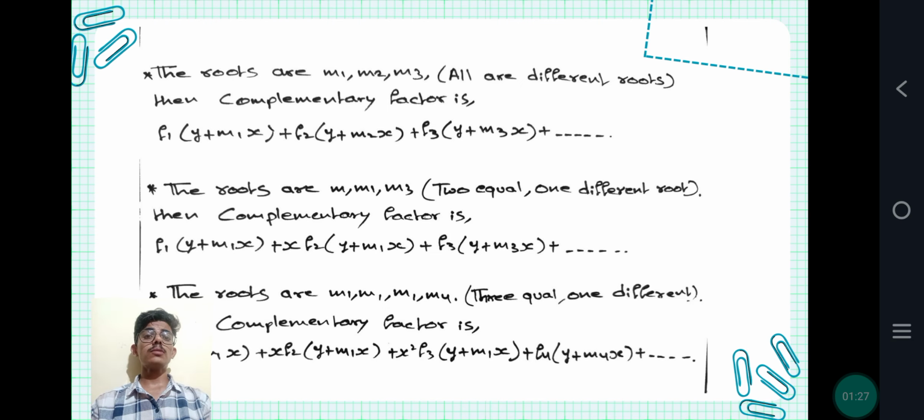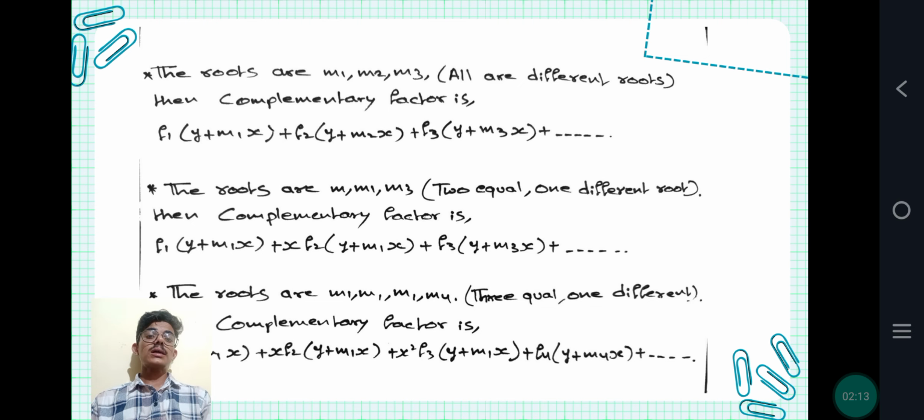Before moving to the next topic, we want to know about the roots. The roots are m1, m2, m3, and all are different. Then the complementary function is f1(y + m1x) + f2(y + m2x) + f3(y + m3x). This is the complementary function when all roots are different. Next condition: the roots are m1, m1, m3. Here two roots are equal and one is different. Then the complementary function is f1(y + m1x) + x f2(y + m1x) + f3(y + m3x).